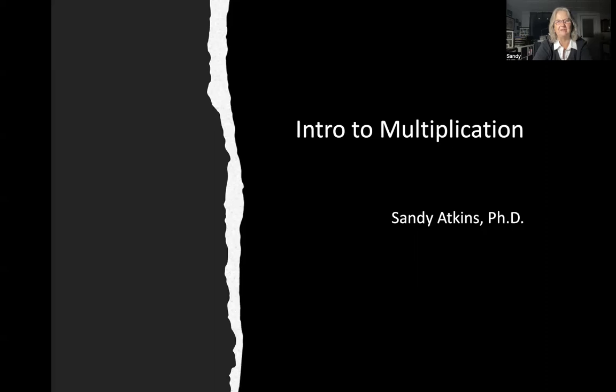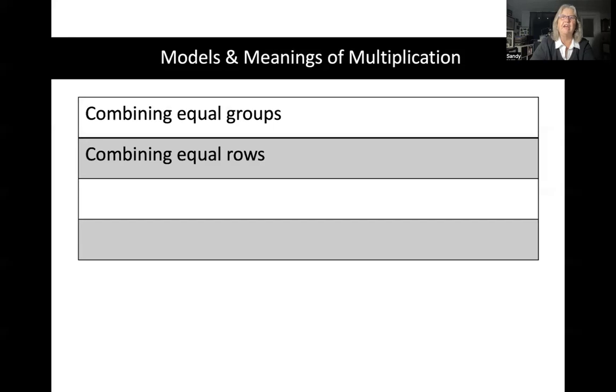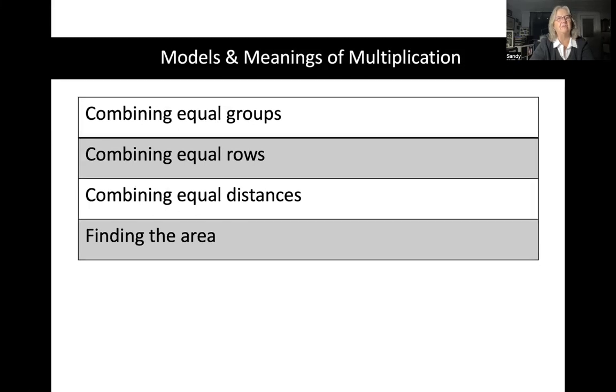Now, in terms of meanings of multiplication, we have an equal grouping model where children learn about combining equal groups. We have an array model where we're looking at combining equal rows. We have a distance model where we're combining equal jumps. And then we also have an area model.